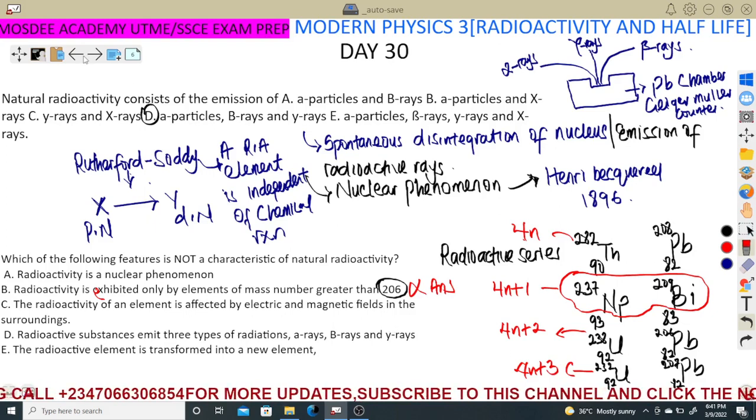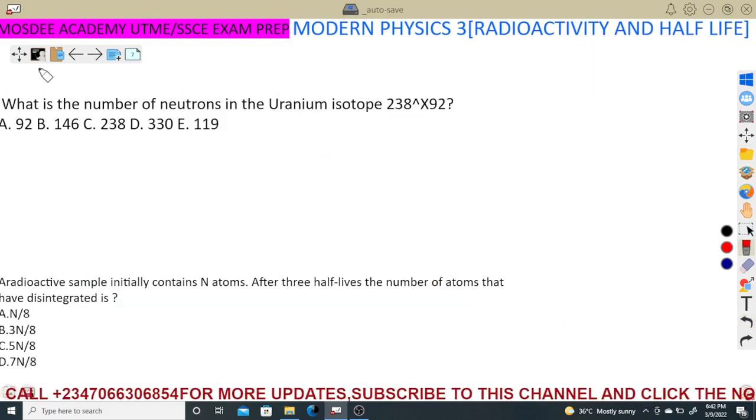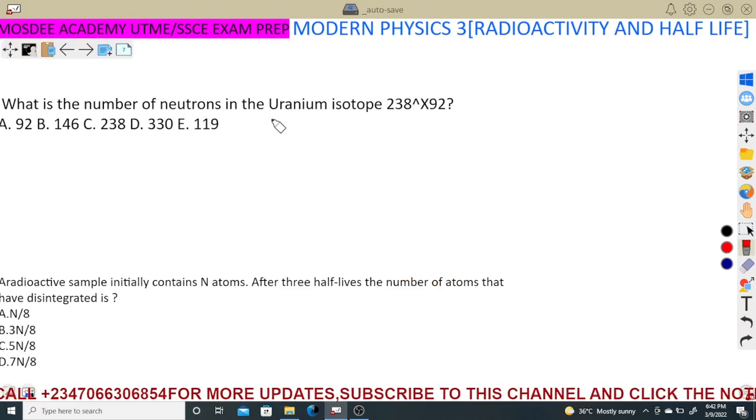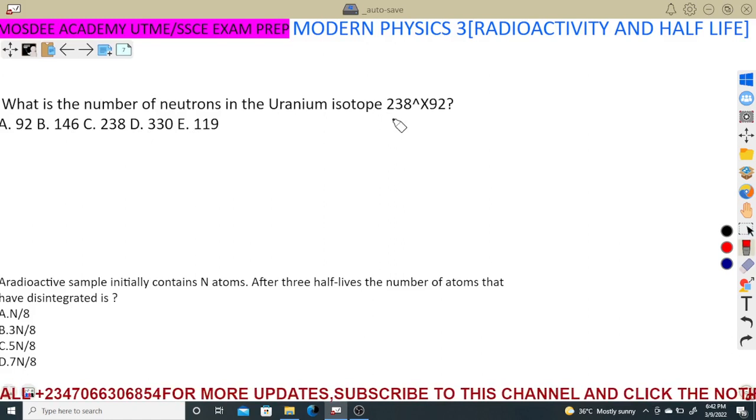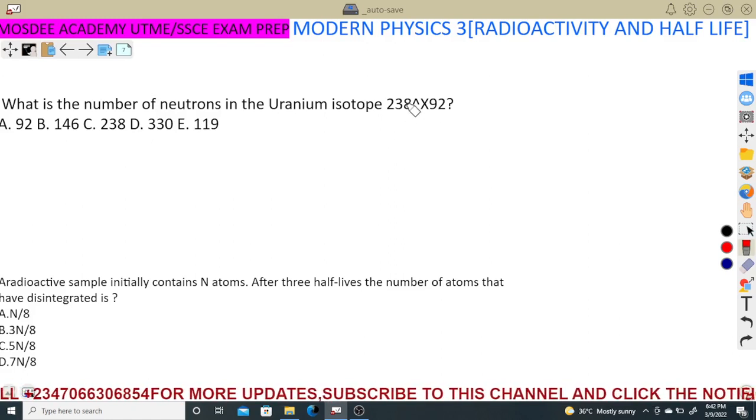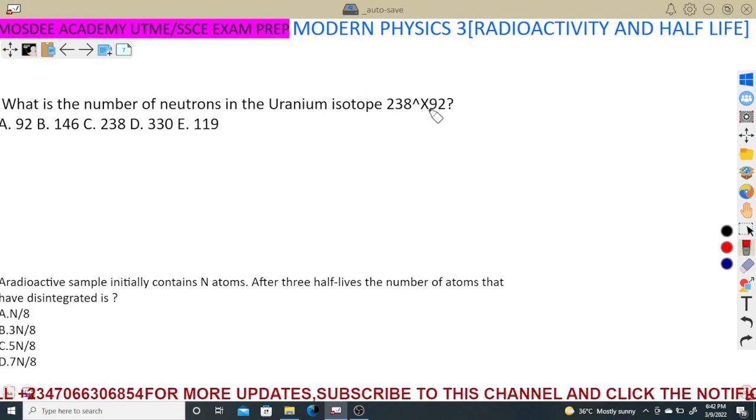The next question is: what is the number of neutrons in the uranium isotope? Uranium is 92, 238. That is the 4n plus 2 series. We've talked about that already, under the other one, so I think we've solved this question.